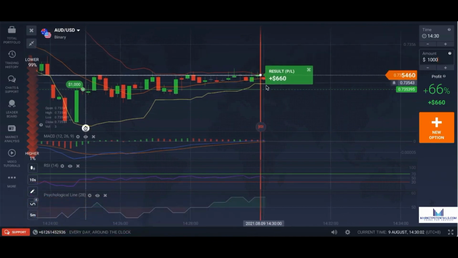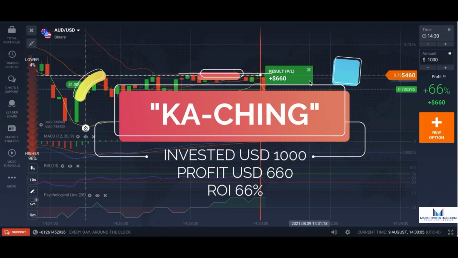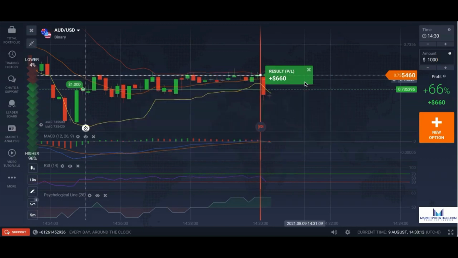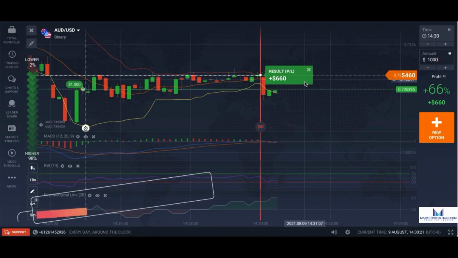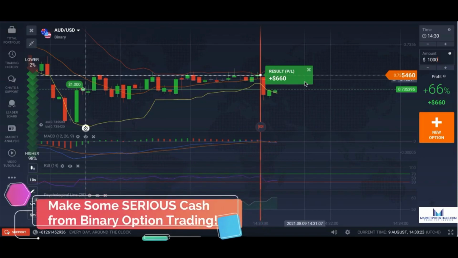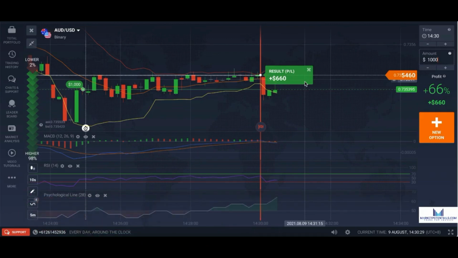All right, so that's good news. We have just closed out our first profitable trade for the day. So $660 in profit in no time at all, of an initial invested capital of $1,000. As promised, I said that I'm going to be showing you how to milk money out of binary option, make some serious cash from binary option trading, and that's exactly what just happened here. So that's excellent. I'm happy with that.